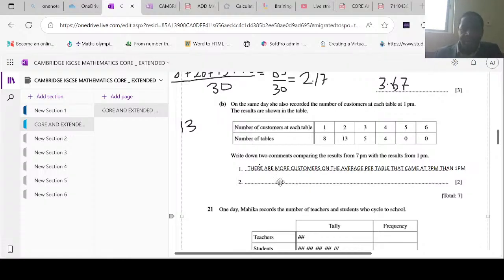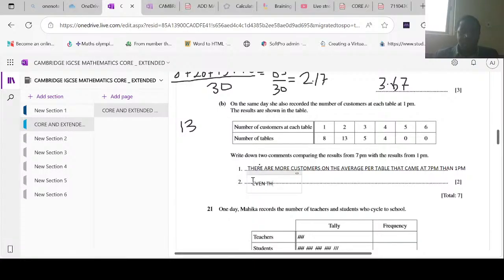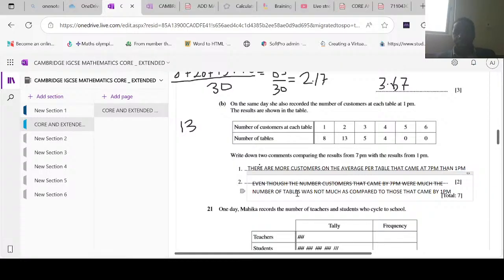All right, so let me type that here. Even though the number of customers that came by 7 p.m. was much, the number of tables was, can we say little, or was not much, as compared to those that came by 1 p.m.